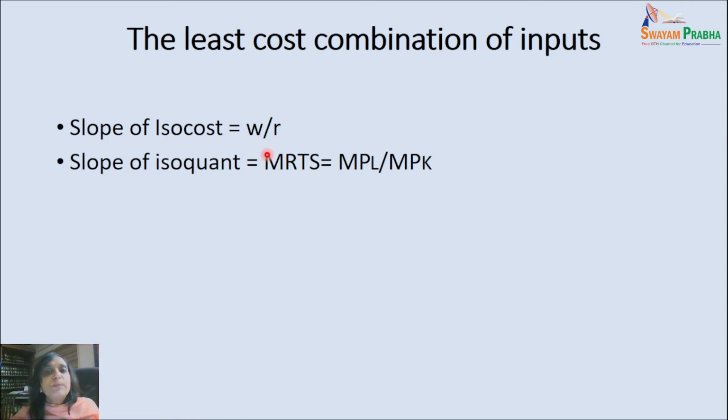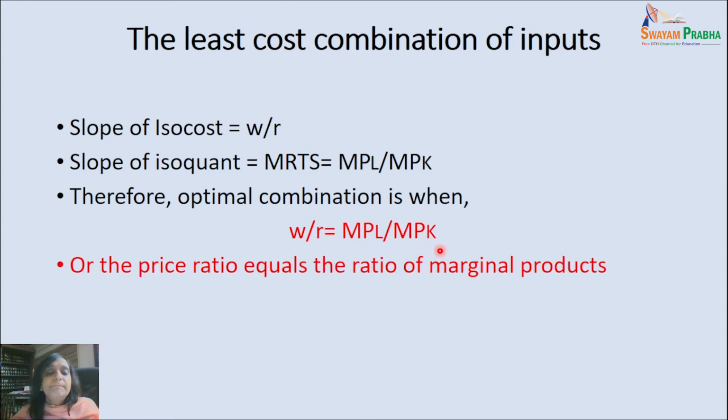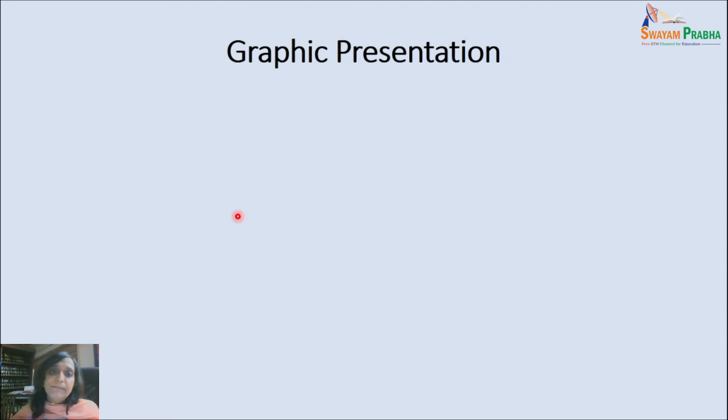And where do we say the optimum combination occurs? Where both these slopes become equal. That is, W by R becomes equal to MPL divided by MPK. Or the price ratio of the inputs becomes equal to the ratio of the marginal products. W by R tells you the price of the factor inputs. So when the price ratio becomes equal to the ratio of the marginal products of these factor inputs, we get what is called the optimal combination.